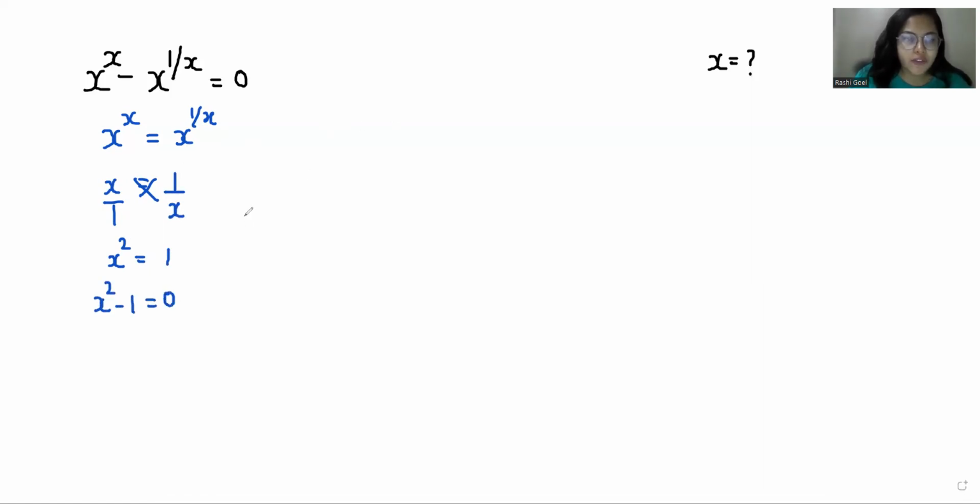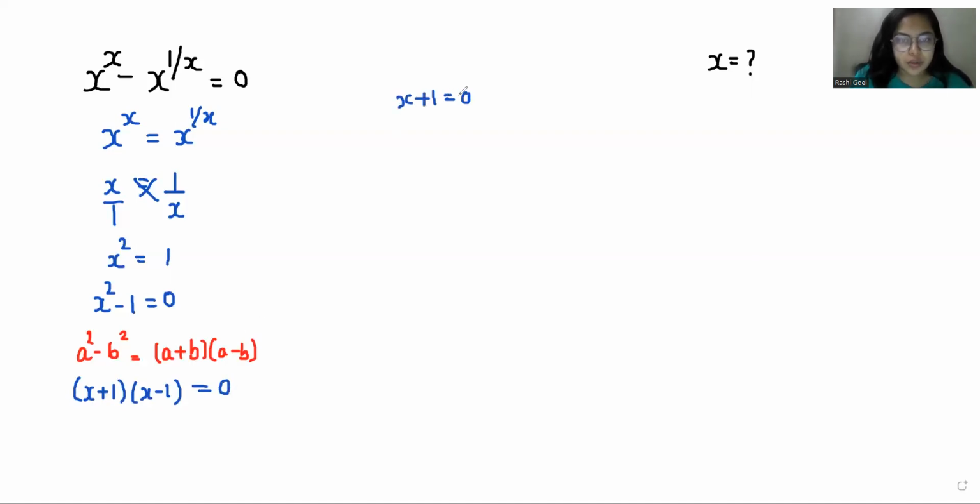Now I'm going to use a very famous identity, that is a square minus b square, which is equals to a plus b, a minus b, where a is x and b is 1. So x plus 1 or x minus 1 is equals to 0. Now we have two cases, either x plus 1 is equals to 0 or x minus 1 is equals to 0. So in this case, the value of x is negative 1, while in this case, the value of x is positive 1. So these are the two values of x.